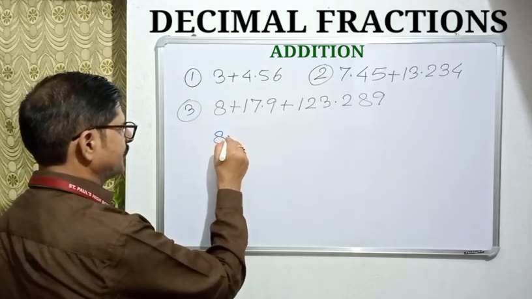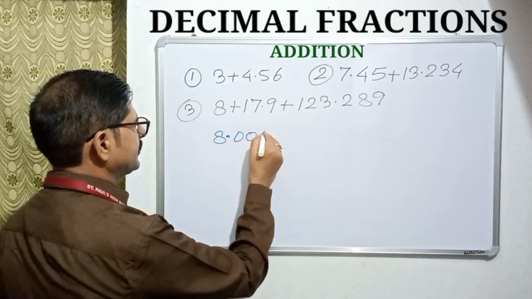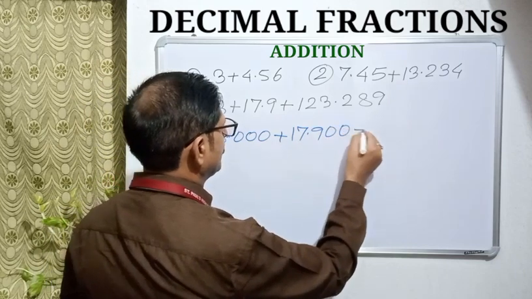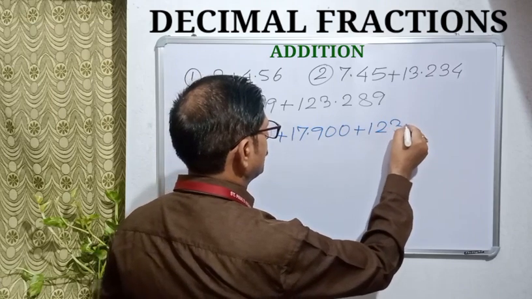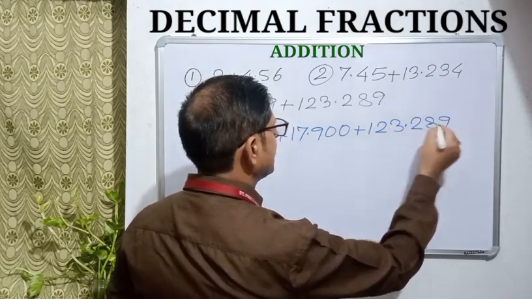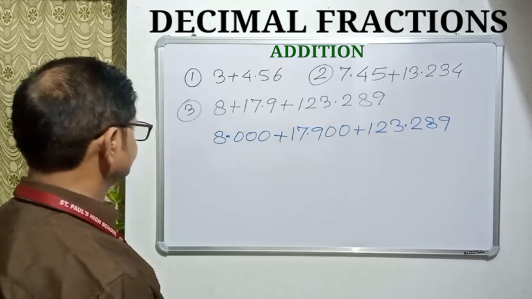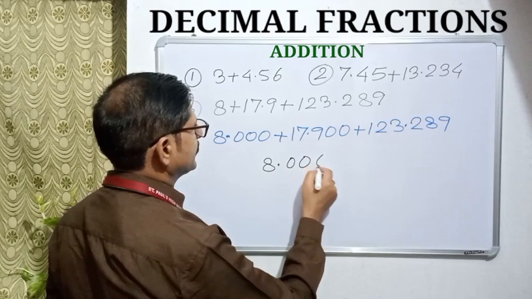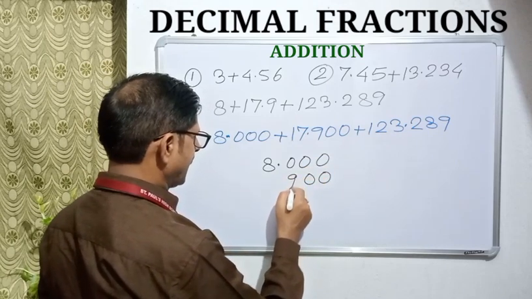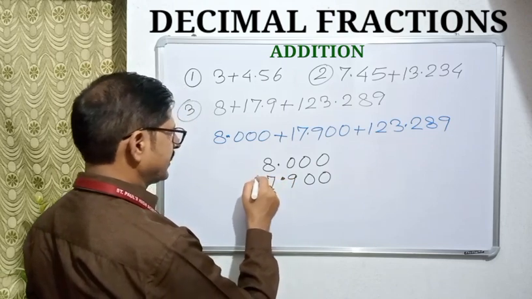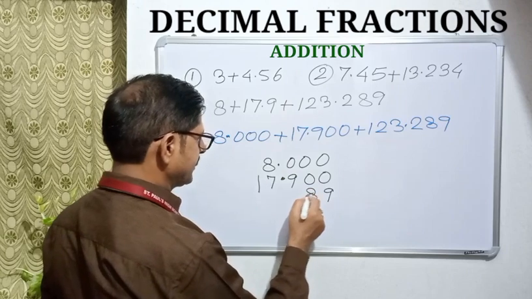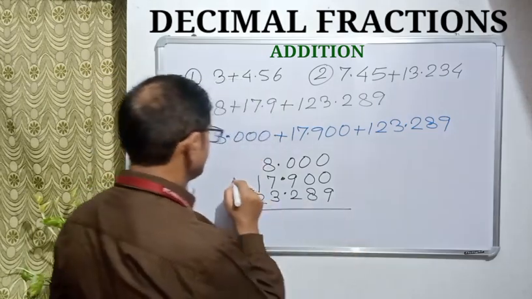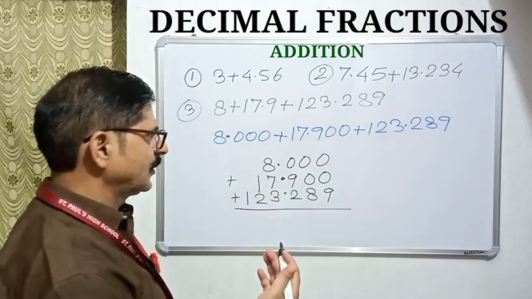8.000 plus 17.900 plus 123.289. Now arrange the numbers in rows and columns and add again as you do for the whole numbers.